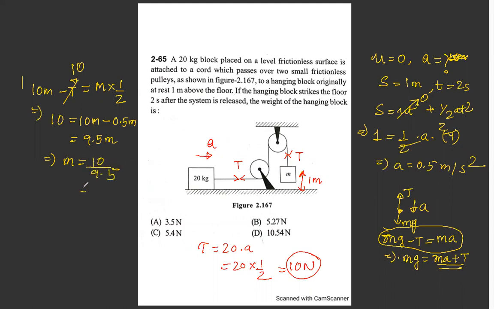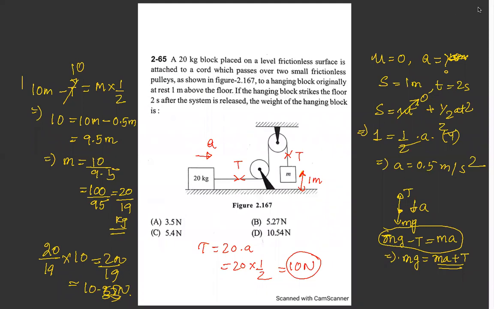10 by 9.5, so this is 100 divided by 95, which comes out to be 20 by 19 kg. Okay. So we can find out mg easily now: 20 by 19 into 10. So 200 by 19, that is equal to 10.53. We are going to just round it to 10.54.